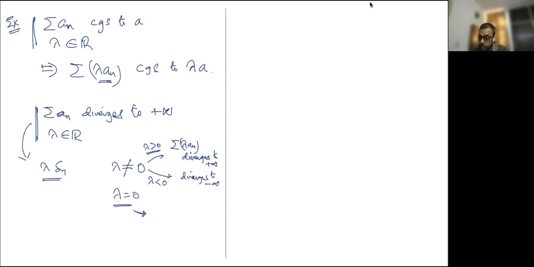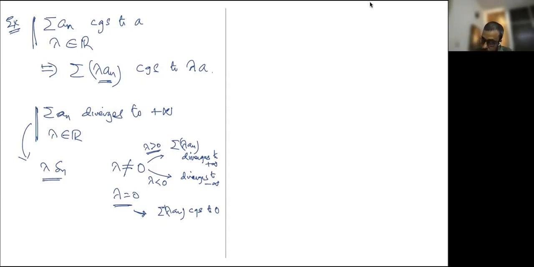No, sorry. What happens if lambda is equal to 0? What I was trying to say is not for this case. So what happens when lambda is 0? Converges to 0, because all the terms become 0. So it's simple enough. So there's no problem in this case. Okay.